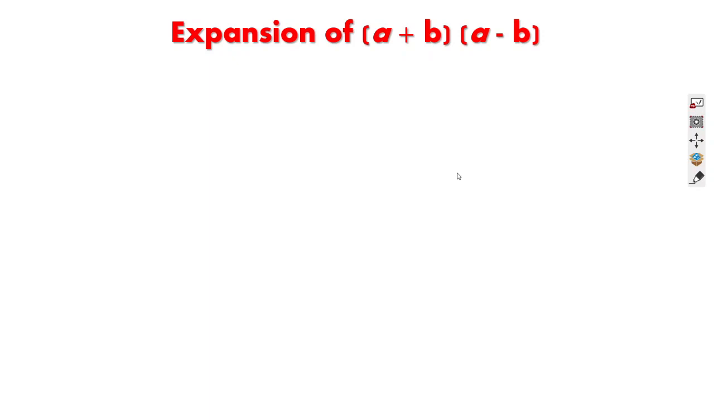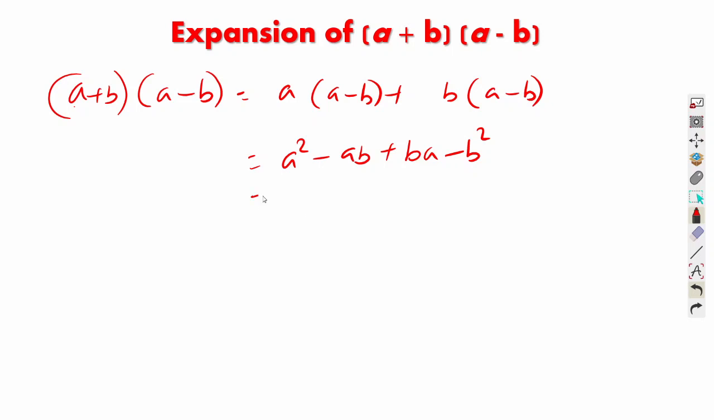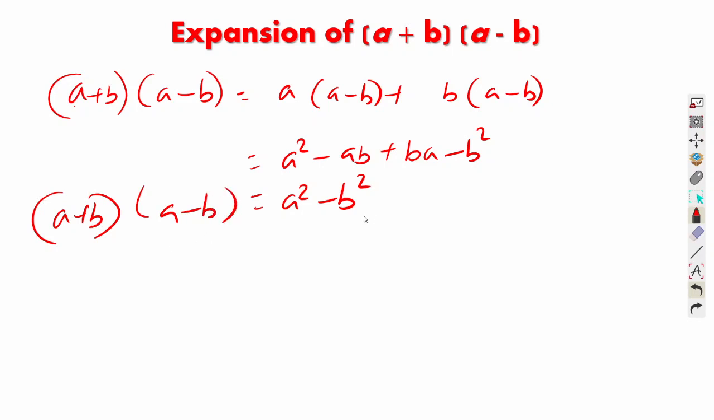Now think about expansion of the given algebraic expression (a plus b) into (a minus b). How can we imagine it? We know that with a we should multiply (a minus b), with b we should multiply (a minus b). We will write it like a into (a minus b) plus b into (a minus b), correct? Which is equal to a square minus ab plus ba minus b square, which is equal to a square minus b square. This is also a binomial expression whose expansion is (a plus b) into (a minus b). So we got the third expansion. Why third expansion? Earlier one was (a plus b) whole square, second one was (a minus b) whole square, now it is a square minus b square.